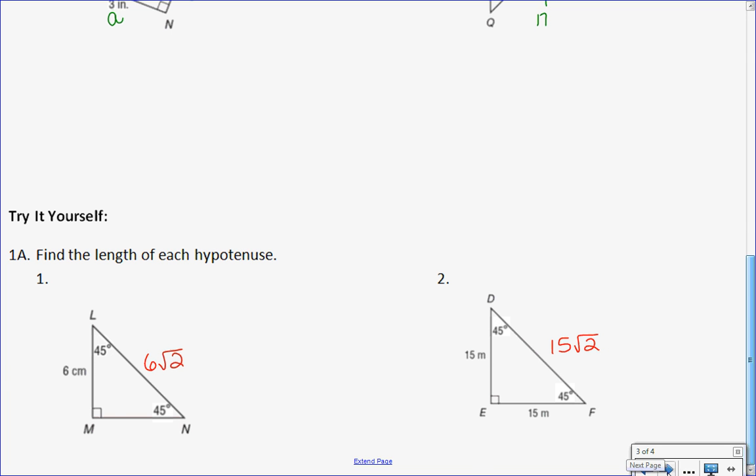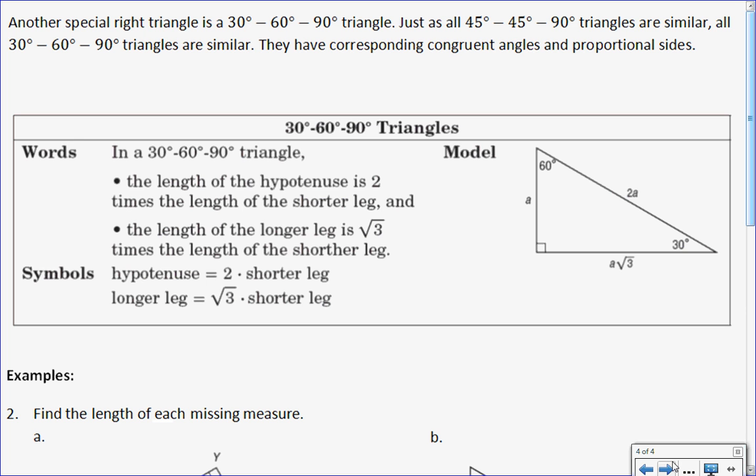Alright, let's go ahead and continue and talk about the other special right triangle. Another special right triangle is a 30-degree, 60-degree, 90-degree triangle. Just as all 45, 45, 90 triangles are similar, all 30, 60, 90 triangles are similar. They have corresponding congruent angles and proportional sides. So here's our model. Now this is a little bit more difficult than the 45, 45, 90, but we'll still approach these problems the same way.